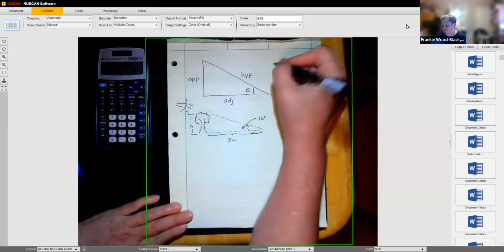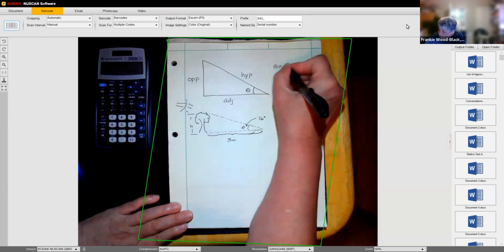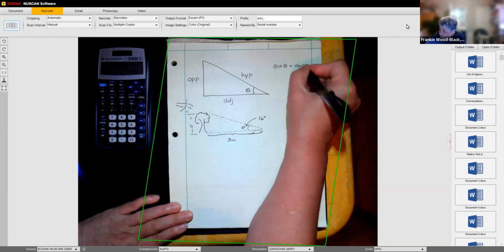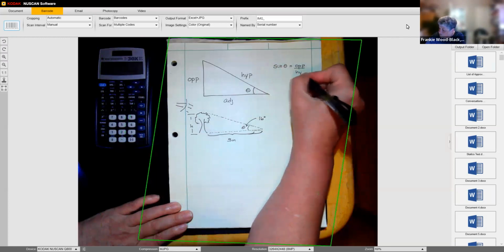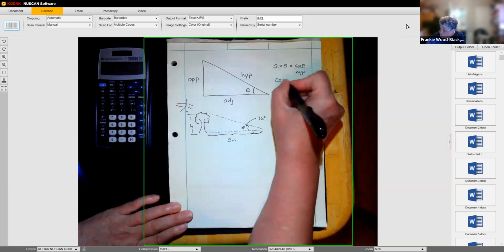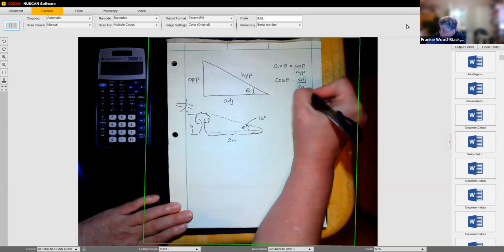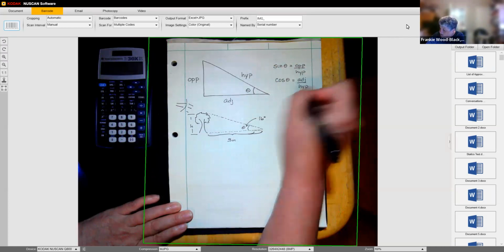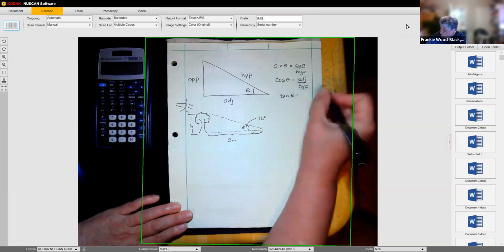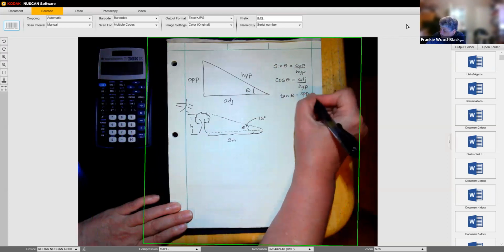Well, if I go back here, I can look at my sine of my angle is going to equal the opposite over the hypotenuse. The cosine of my angle is going to equal the adjacent over the hypotenuse. And the tangent of the angle is going to equal the opposite over adjacent.